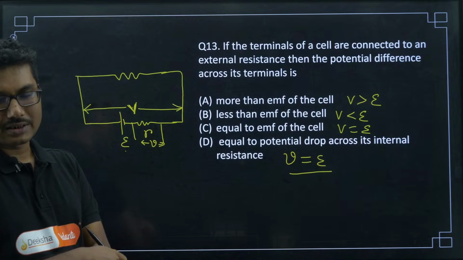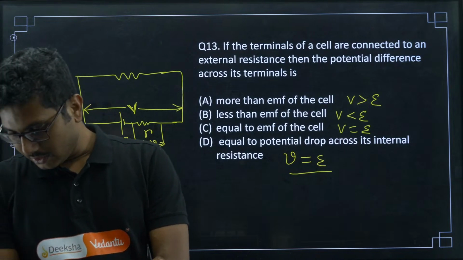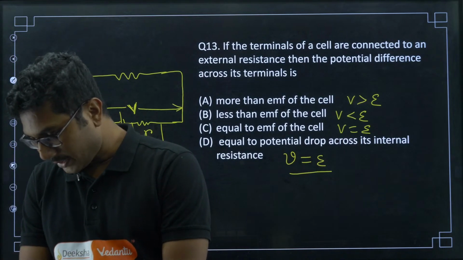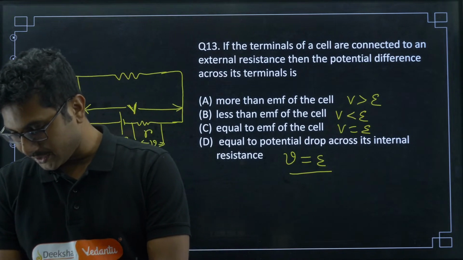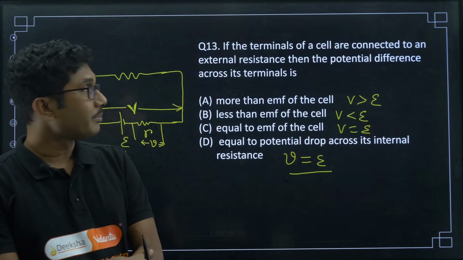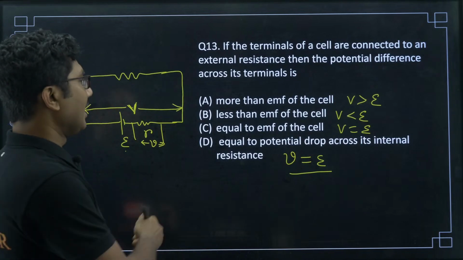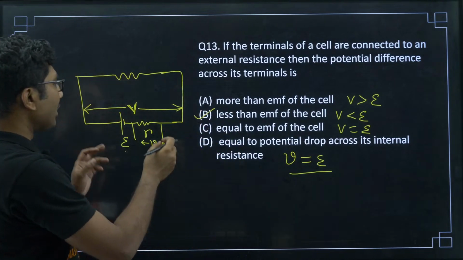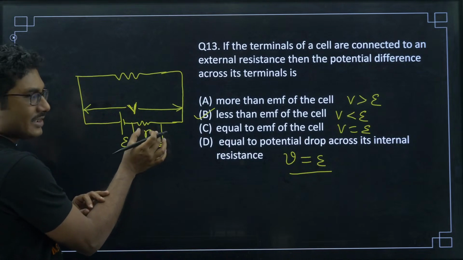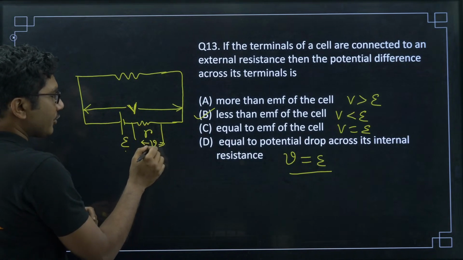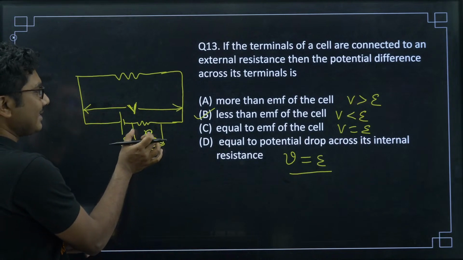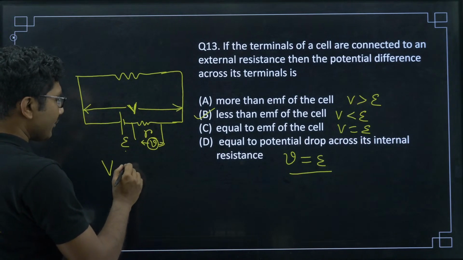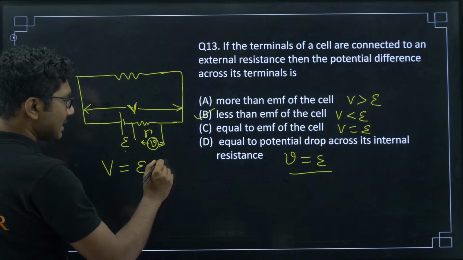From this, already Sanjana says 13B, Shagufta 13B, Shankar 13B, Varija 13B, Shaukat Ali 13B. Yes, less than EMF of the cell. Because there is an internal resistance, some voltage drop small v will occur across this internal resistance. That's why the terminal voltage will be epsilon minus this small v.